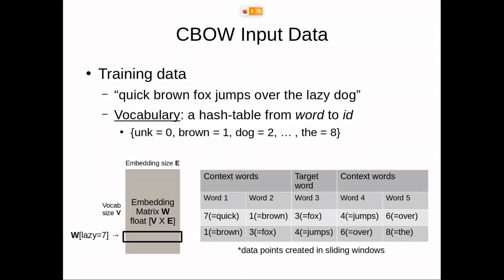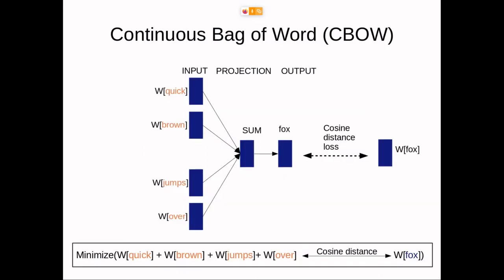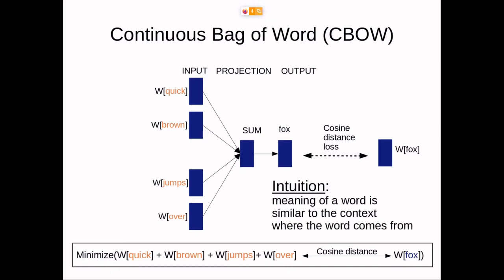To generate the data set, we use sliding windows of a fixed context length, where the target word would be the middle word and the context would be the flanking words on both sides. Again, this is the architecture for continuous bag of words. To understand it, it's basically summing the word embeddings of the context words, and we compare that to the word embedding of the target word. Again, the intuition of the whole model is that the meaning of a word is similar to its context. So we minimize the loss between the two sides to make the model learn over time.